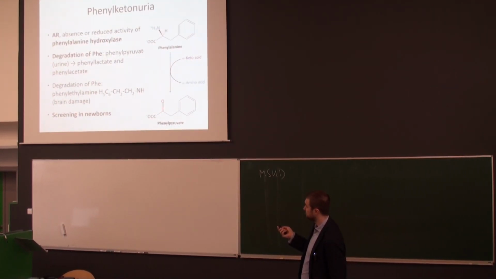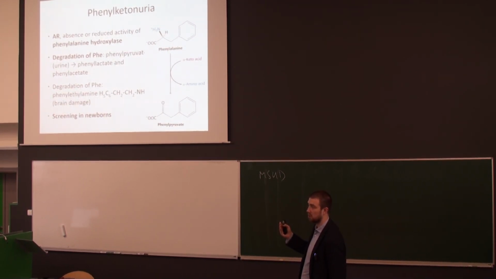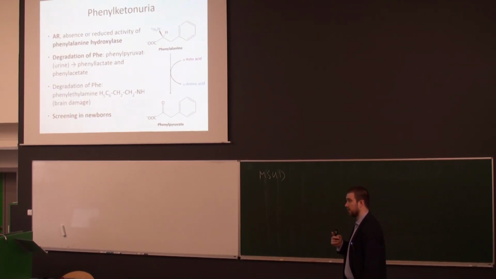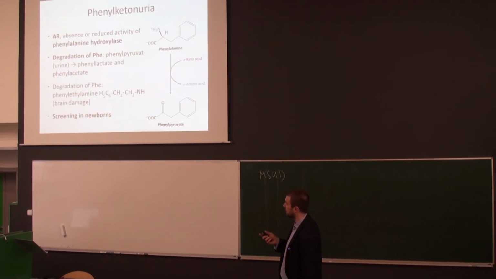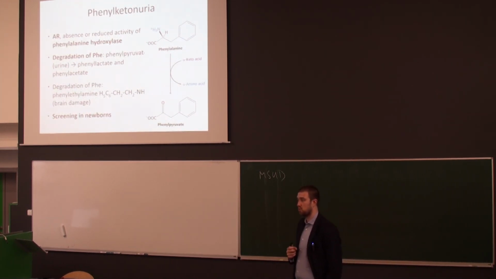Subsequently, this keto group can be reduced to phenyllactate, and then you can have phenylacetate. These compounds you assess in the urine, and when they are produced in higher quantities, you know that there must be a block of phenylalanine hydroxylase. One other alternative product is phenylethylamine. As you see here, you will miss the carboxy group, so it's the amine derivative of phenylalanine. And this compound is toxic to your brain.